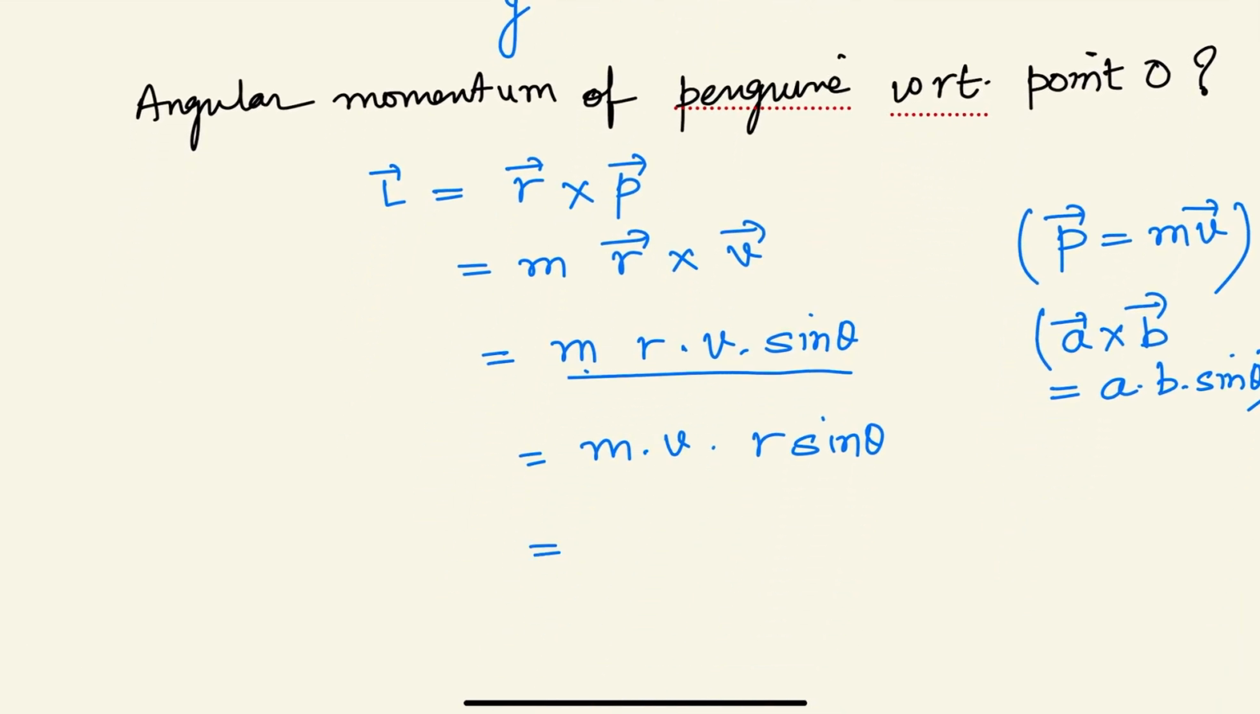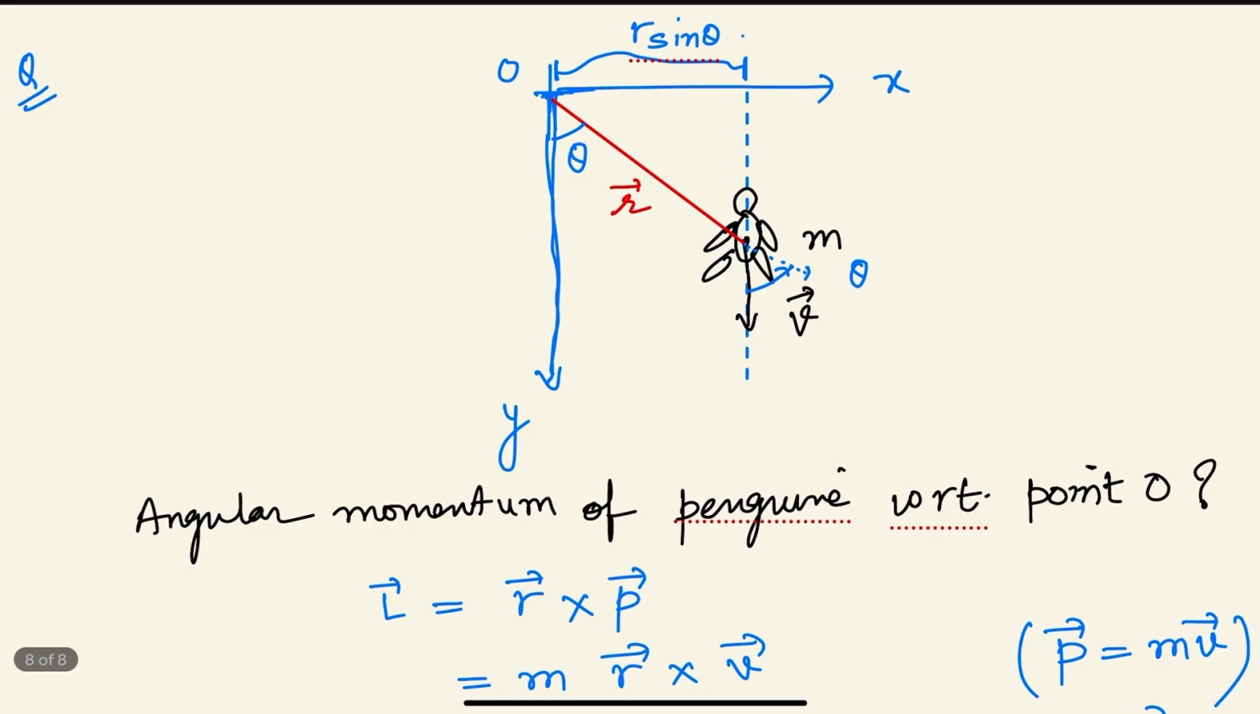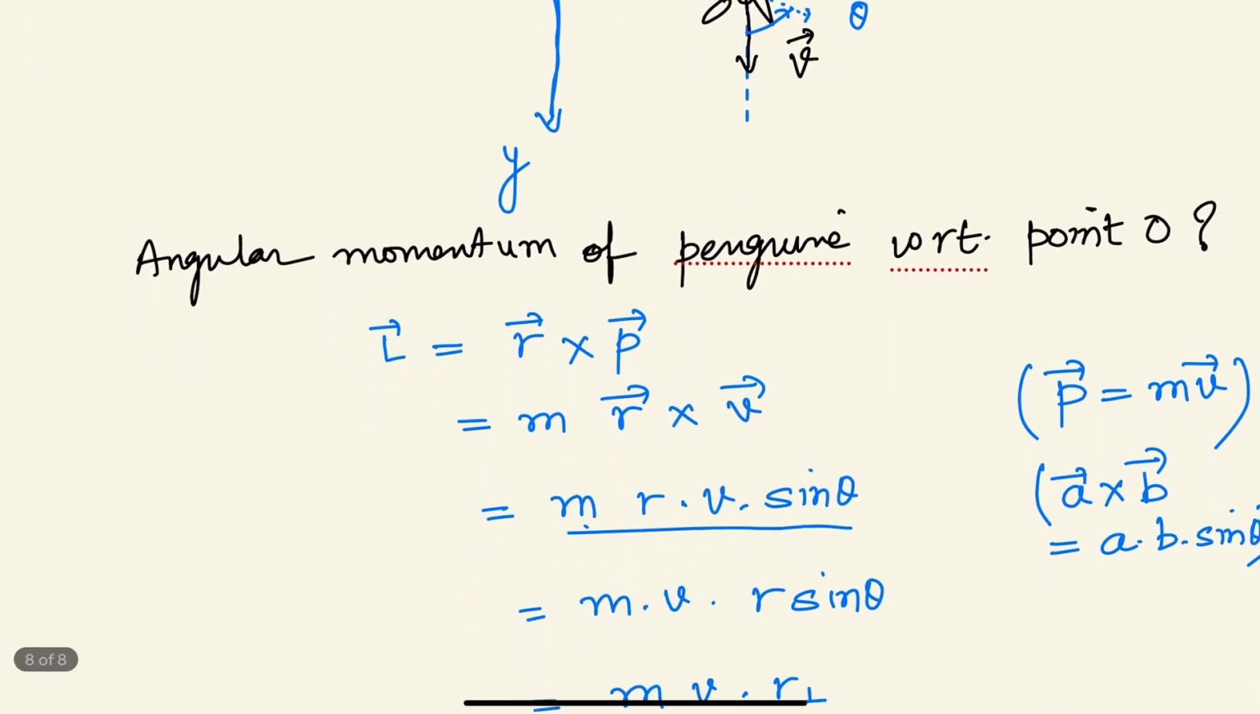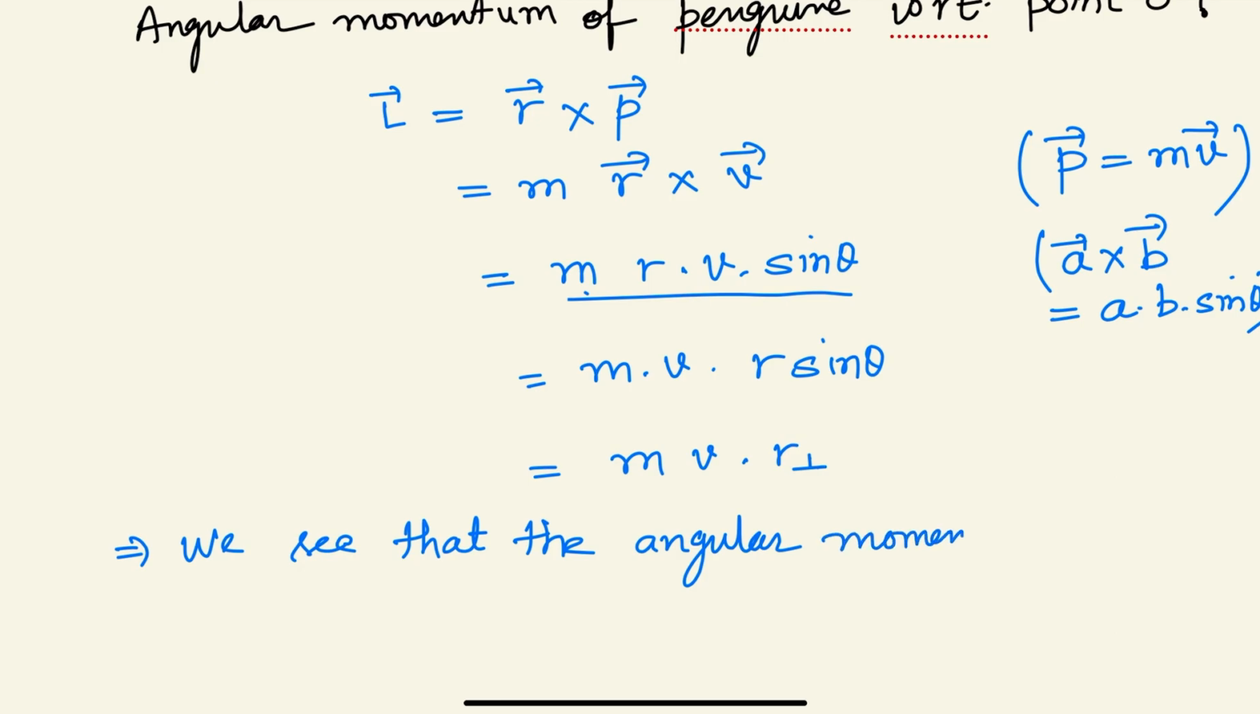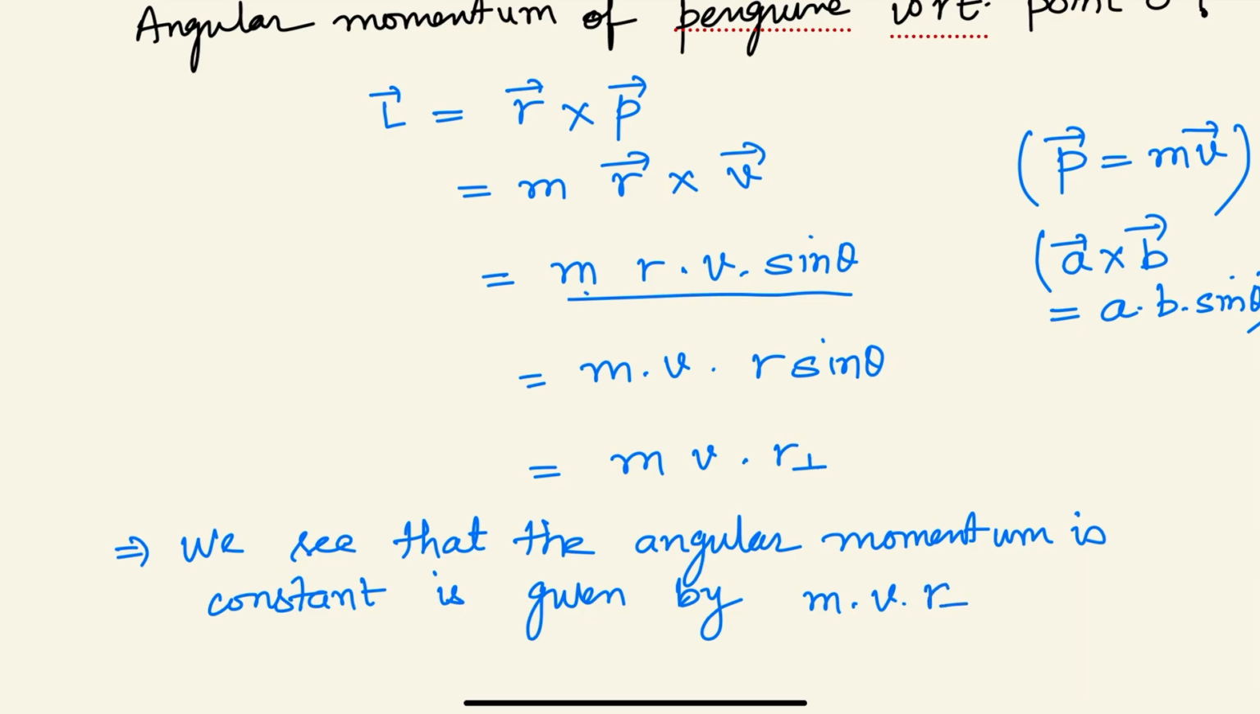So we can write m v into r, that is r perpendicular. So the conclusion is that the angular momentum is constant and is given by m into v into r perpendicular.